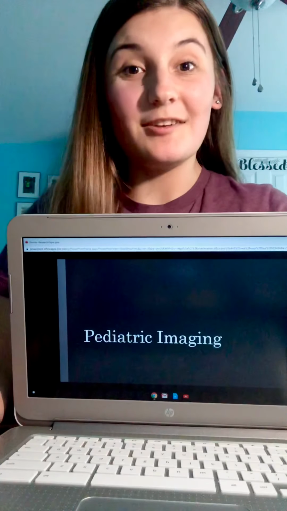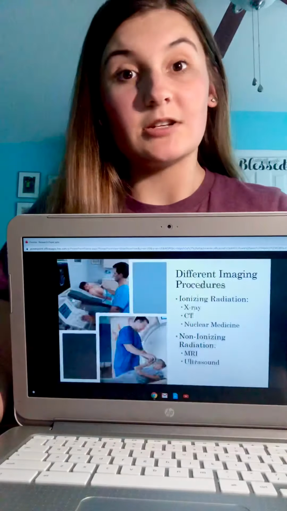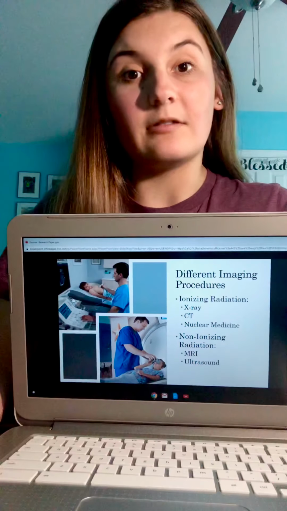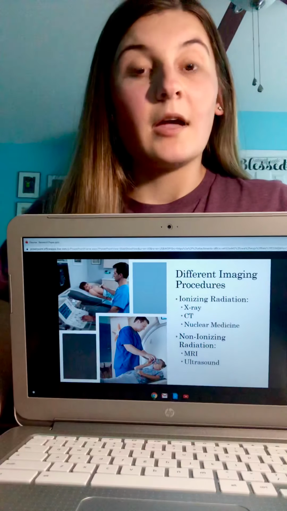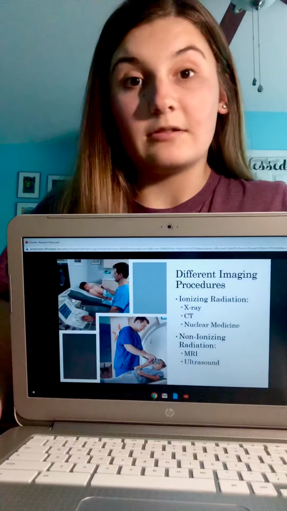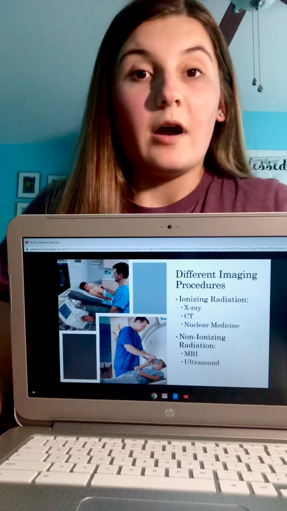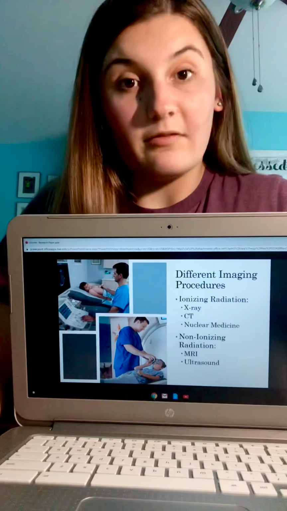So today I'm going to be talking to you about pediatric imaging. First of all, there are two types of radiation, ionizing and non-ionizing radiation, which procedures are broken down into. X-ray, CT, and nuclear medicine are all forms of ionizing radiation, and MRI and ultrasound are forms of non-ionizing radiation, which is much safer for children.